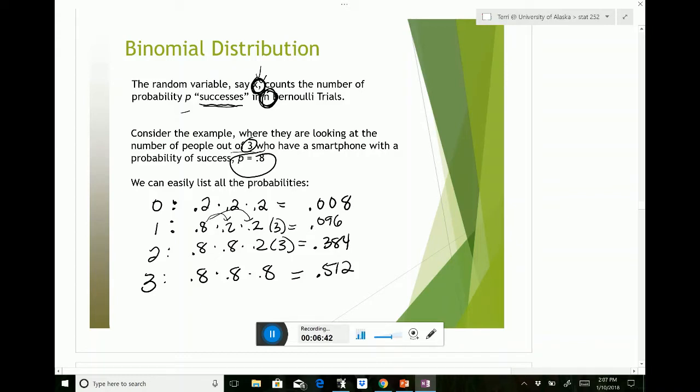So none of the people we choose at random having a smartphone has a 0.8% chance of happening. Only one of them having a smartphone has only a 9% chance of happening. 2 of them having a smartphone is 38%, and all of them having smartphones is 51.2%. This is if we do this truly randomly, of course. Certain populations are much more likely to have smartphones than others.